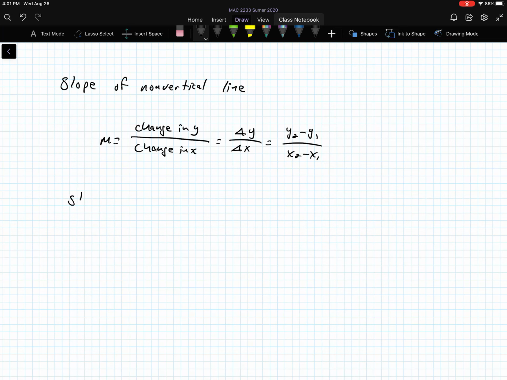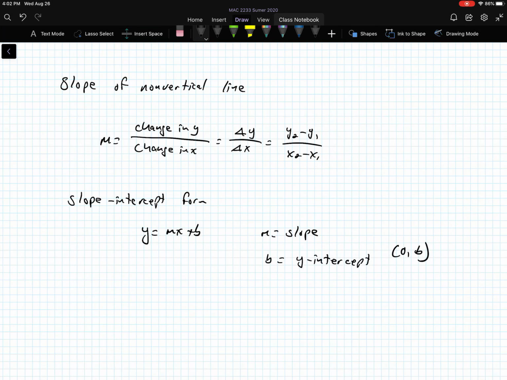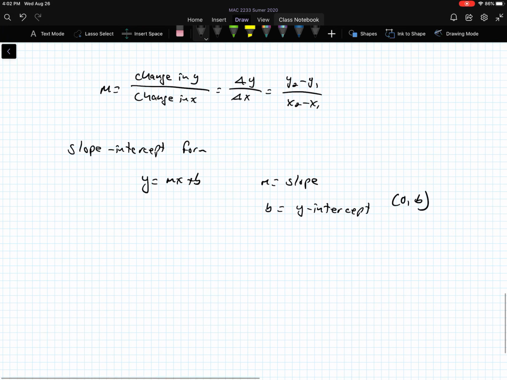The next is slope-intercept form, and that is y is equal to mx plus b, where m is equal to the slope, right? And b is equal to the y-intercept. So remember the y-intercept, your x value is 0, and whatever the value of b is, that's your y-intercept. That's where the line, the graph, crosses the y-axis.